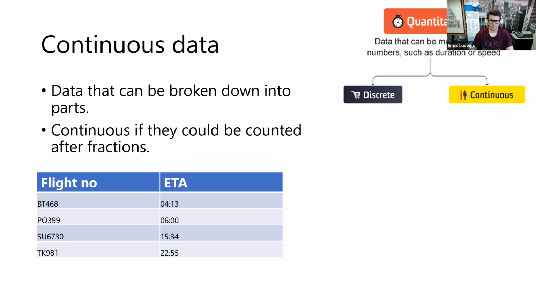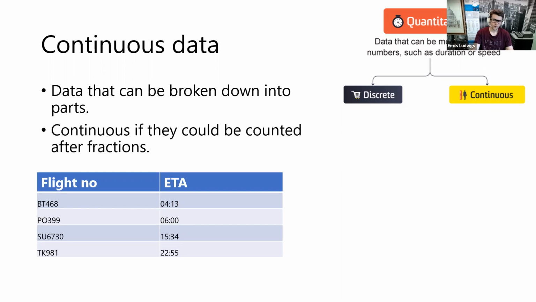And it's all the time continuous. Why? Because it can be counted after the fractions and until it reaches a specific breakpoint. For example, in time we know it goes like 16, 59, and then goes to 0. In kilograms we have like 99, and then it goes to 100, and so on. This is quantitative data.